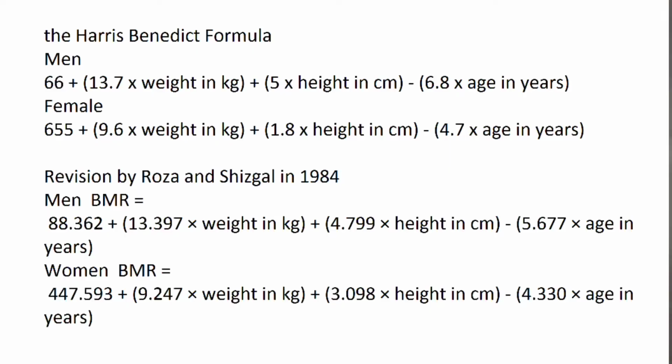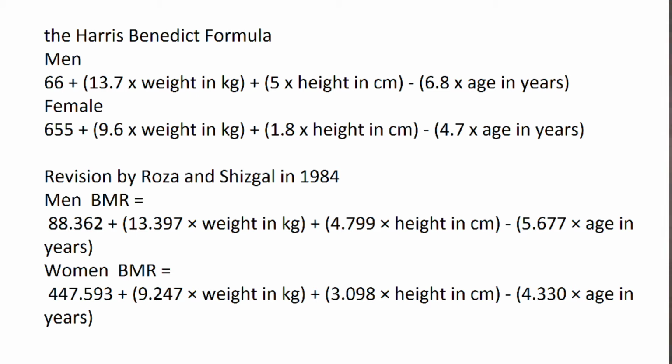So much for the definition, so here are some equations for BMR. This is the Harris-Benedict formula coined by James Harris and Francis Benedict. For men, this is 66 plus 13.7 multiplied by the weight of the man in kilograms plus 5 times the height in centimeters minus 6.8 times the age in years. The female, 655 plus 9.6 times the weight in kilograms plus 1.8 times the height in centimeters minus 4.7 times the age in years.